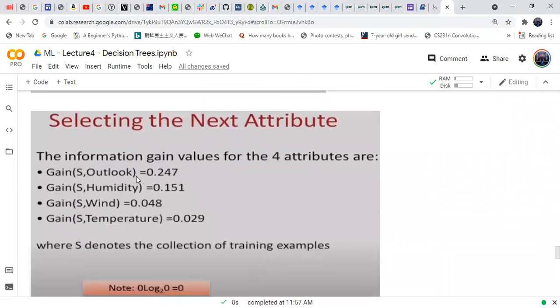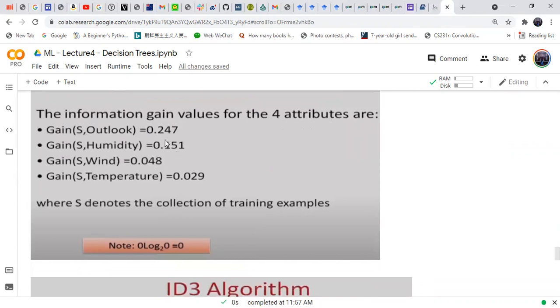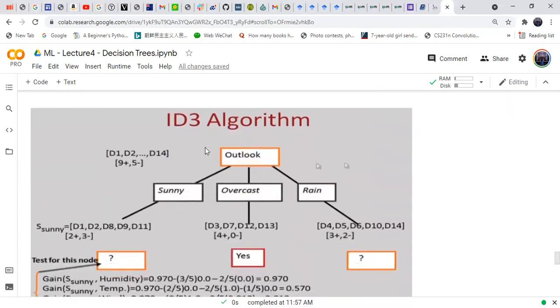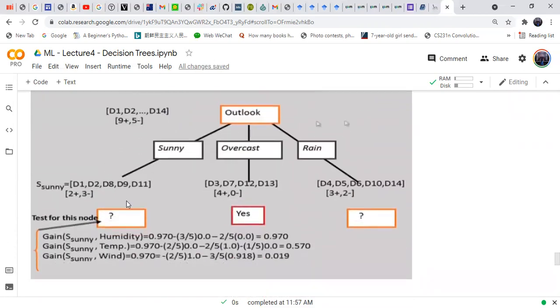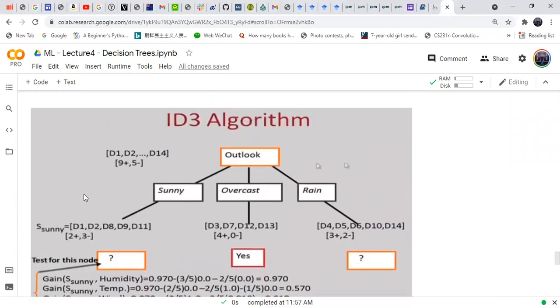So for selecting the next attribute, the information gain value is calculated for these four attributes and found to be 0.247 for outlook, 0.151 for humidity, 0.048 for wind, and 0.029 for temperature, where S denotes the collection of training examples. And in the ID3 algorithm, as we proceed, this is the distribution using the outlook.